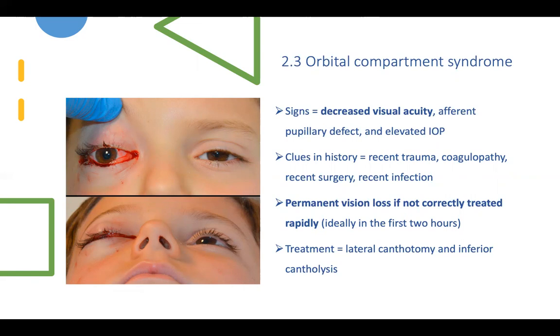Treatment is lateral canthotomy and inferior cantholysis. This is a bedside procedure that restores blood flow to the retina and the optic nerve. Orbital compartment syndrome very rarely occurs. However, if it does occur, you should contact ophthalmology and escalate to a senior. It is also worthwhile contacting the on-site surgical team, which at Lewisham is ENT.